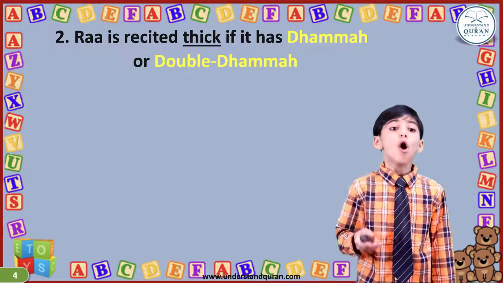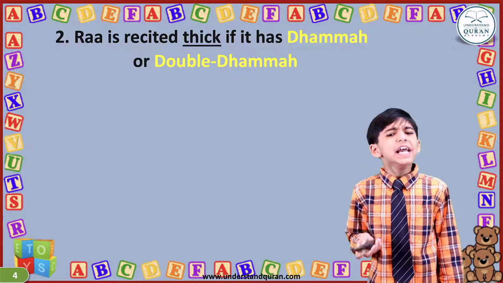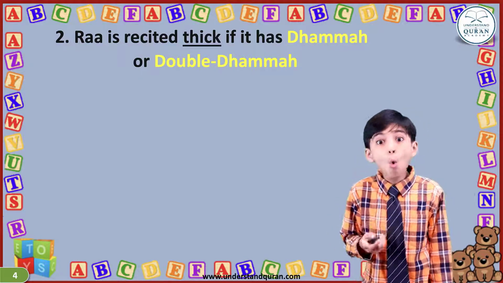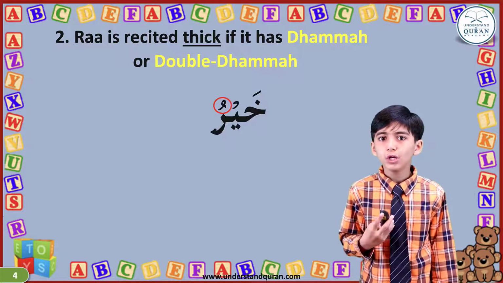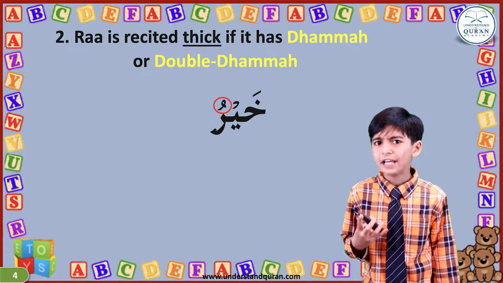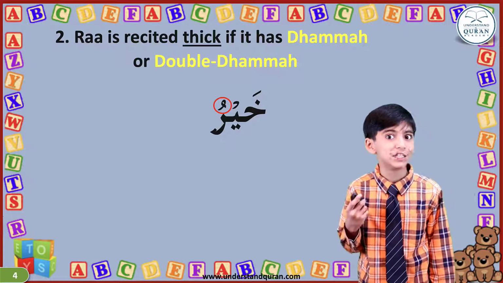Point number two. Ra is recited thick if it has dhamma or double dhamma. Over here in khayru, this ra has dhamma on it. That's why we must recite this ra thick.